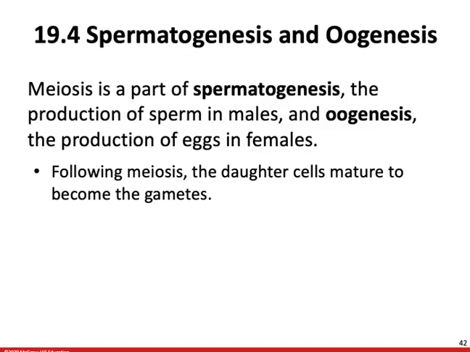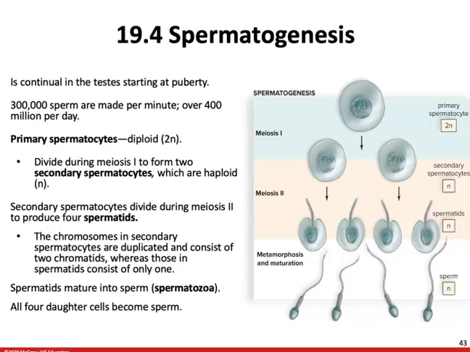All right, so we're going to pick up our discussion with meiosis, specifically with the processes of spermatogenesis and oogenesis. Meiosis is going to be a part of the formation of sperm and egg cells. Following meiosis, the daughter cells are going to then mature to become fully formed gametes.